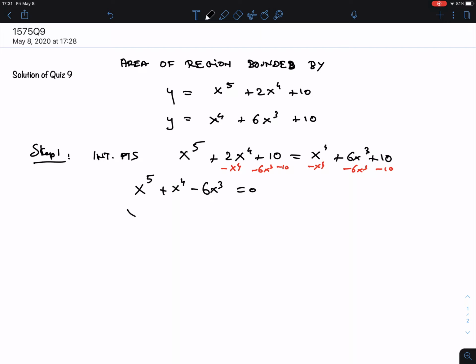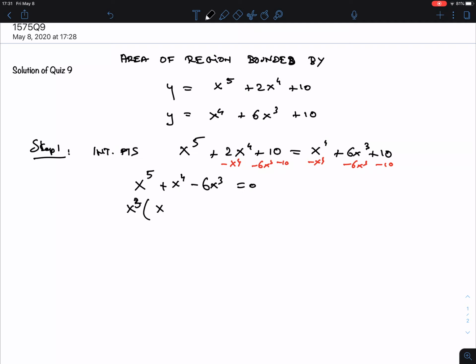Now we factor out an x cubed. We have an x squared plus x minus 6, and this is a quadratic that we can factor. The two numbers that multiply to negative 6 and add up to 1 are 3 and negative 2. Very important here is that you always factor out this power of x as well. Otherwise, you're forgetting an intersection point.